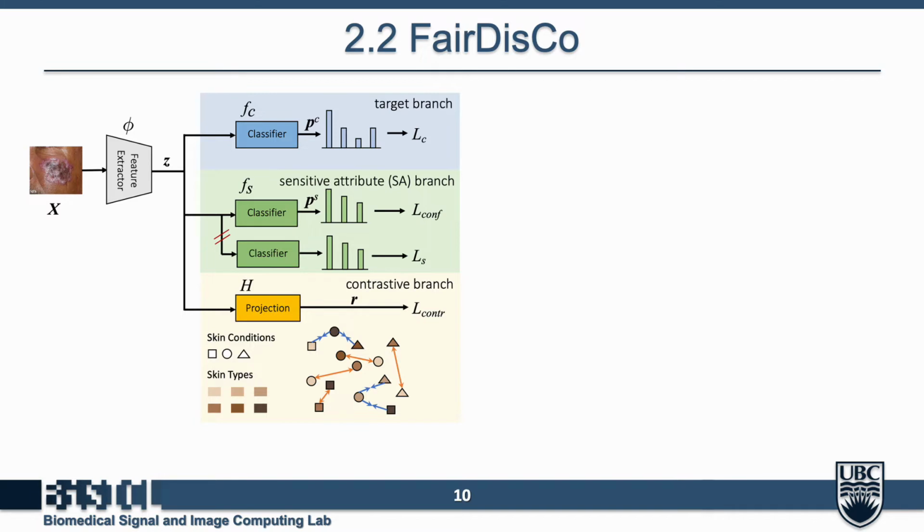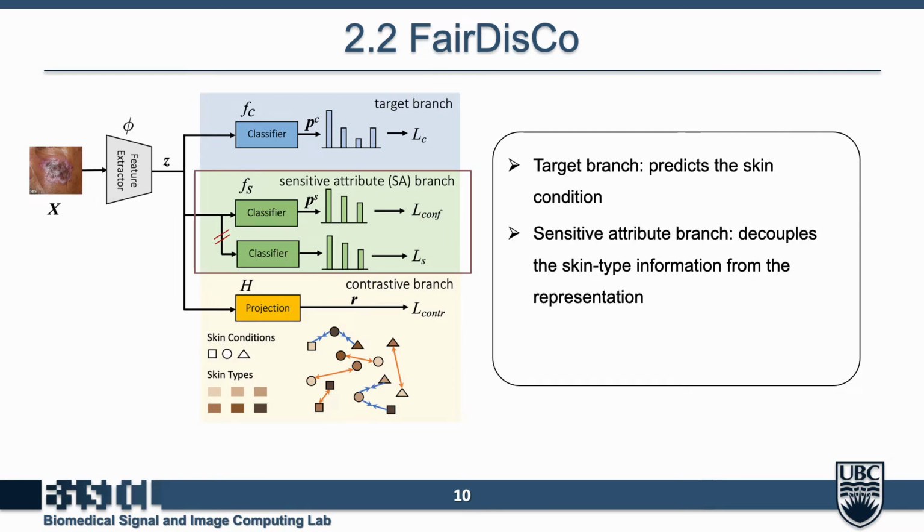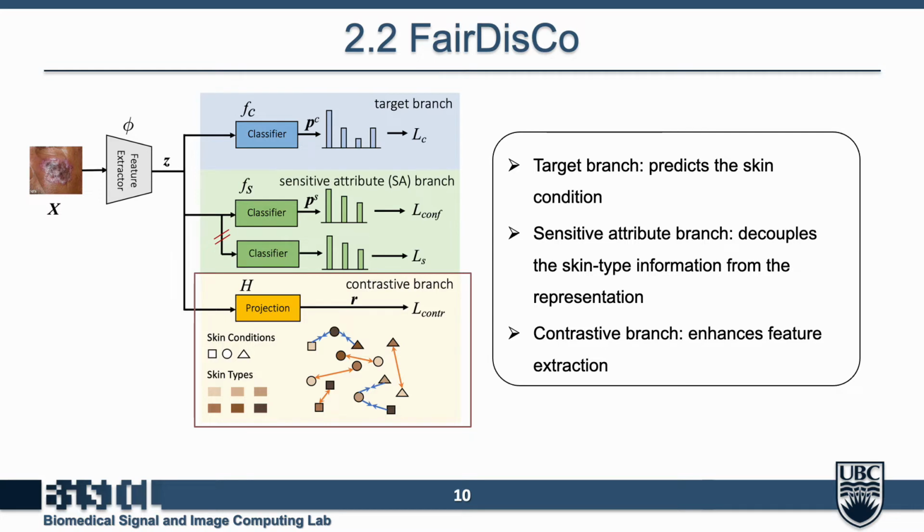The intuition behind FairDisCo is to train a model to avoid capturing spurious correlations between skin conditions and skin types, and at the same time to learn semantic information from images. To achieve that, we incorporate 3 branches following a feature extractor. The target branch predicts the skin condition as the baseline classifier does. The sensitive attribute branch decouples skin type information from representations. The contrastive branch enhances feature extraction. I'll introduce the sensitive and the contrastive branches in detail.